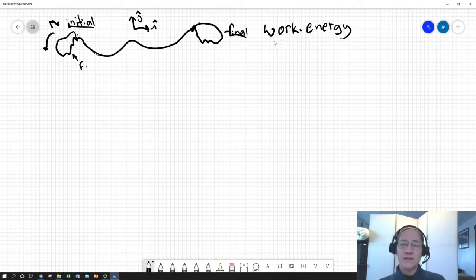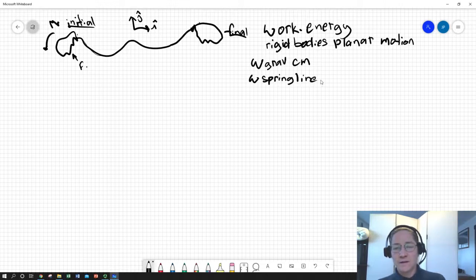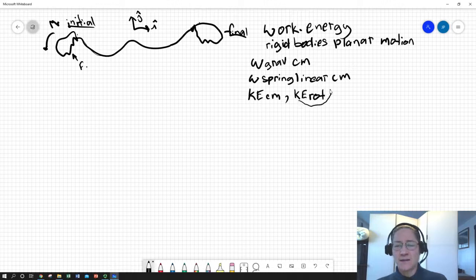Now we're going to extrapolate this to rigid bodies undergoing planar motion. Just like for kinetics, which means effectively we're going to consider the work of gravity acting on the center of mass, the work of a spring force, a linear spring, acting on the center of mass, and we're going to look at kinetic energy of the center of mass. And here's the one new one. We're going to look at kinetic energy rotational.